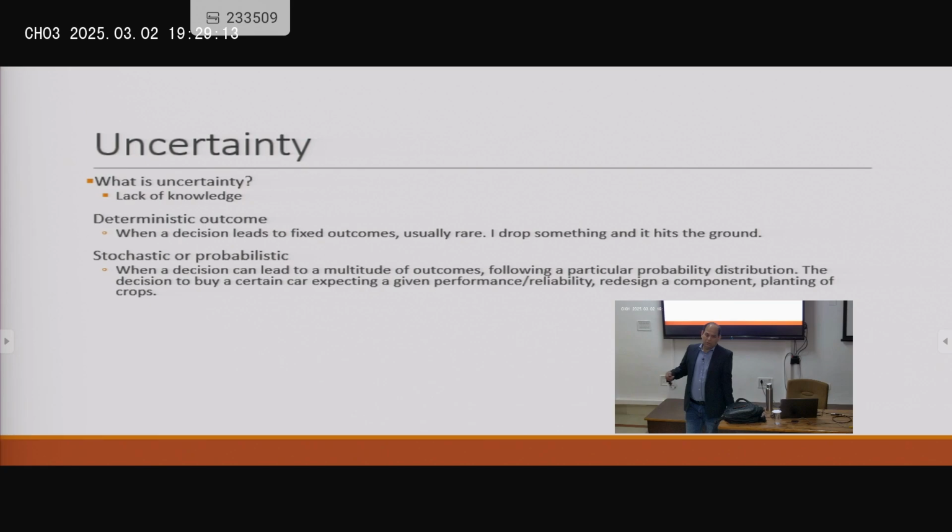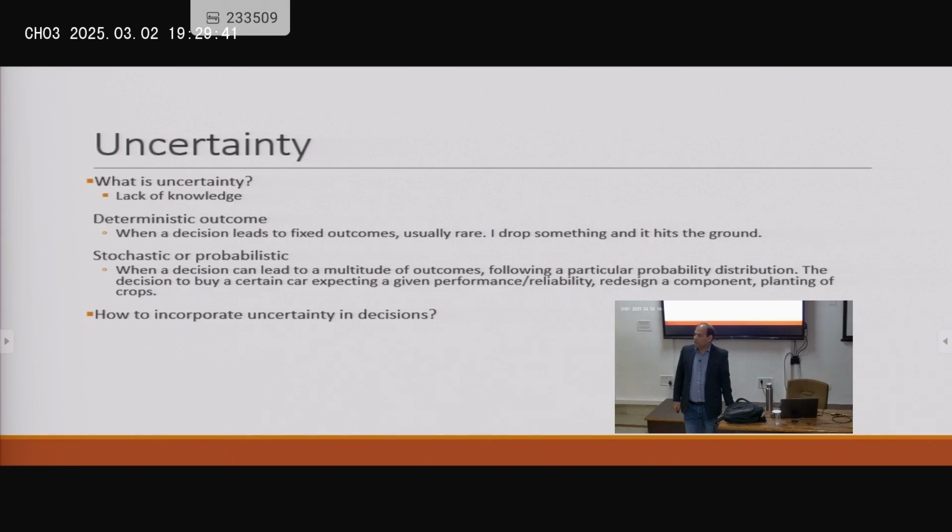But then the other term we use is stochastic or probabilistic, when a decision can lead to a multitude of options, right? So the decision to buy a certain car, expecting a given performance or reliability, redesigning a component, planting crops, all those involve uncertainty. I can take the same action twice and I can get different results, okay? Different realizations.